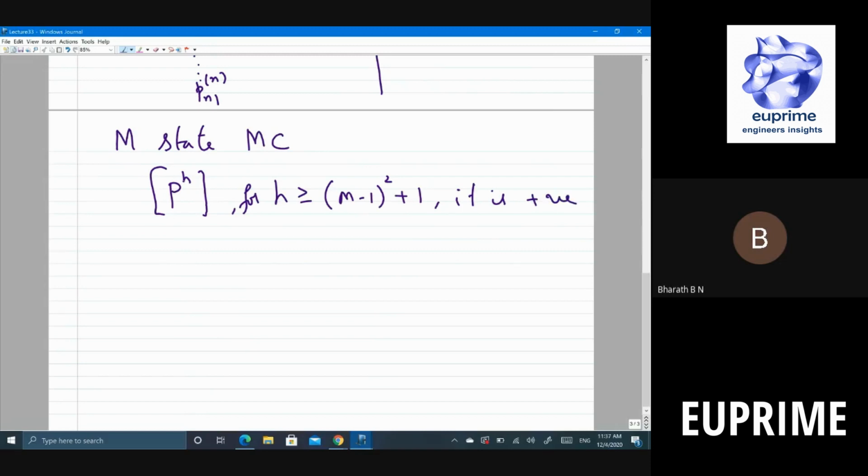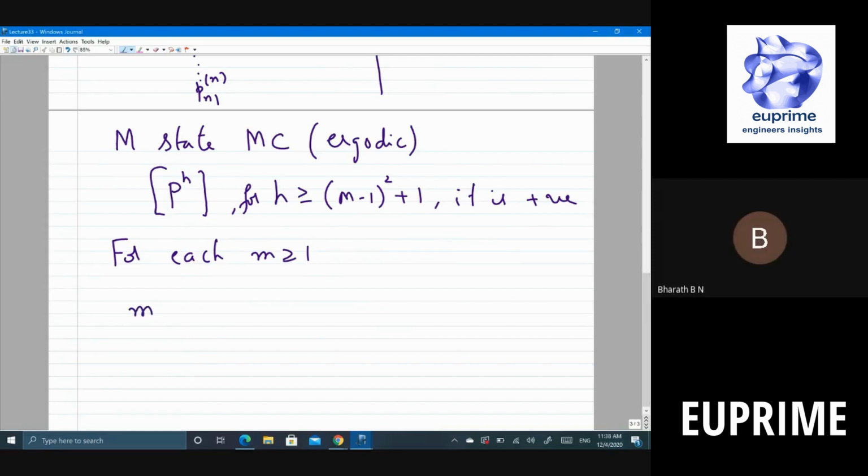Because if you look at the ijth entry of P power h, it's nothing but starting from i, going to j in h steps. If h is greater than or equal to this, then this will be positive. Of course, you need ergodicity here. Now, what I'm going to do is, for each m greater than or equal to 1, look at the following.